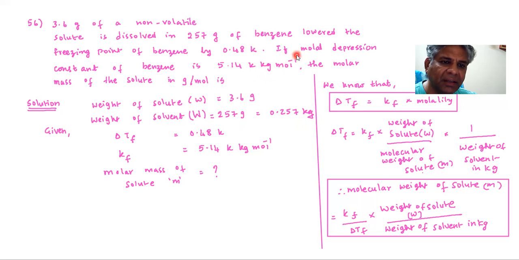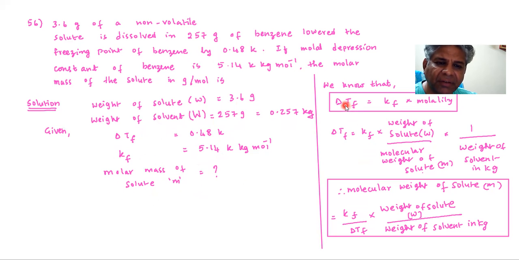And then see here, the molar depression constant of benzene, Kf, is given. Kf is equal to 5.14 K kg per mole. And he has already given that once the non-volatile solute is added, it lowers the freezing point of benzene. That means this is nothing but the depression of freezing point. So delta Tf is also given, 0.48 Kelvin. So weight of solute is given, weight of solvent is given, depression in freezing point is given, and the Kf value is also given. The only thing is you have to find out the molar mass of the solute.